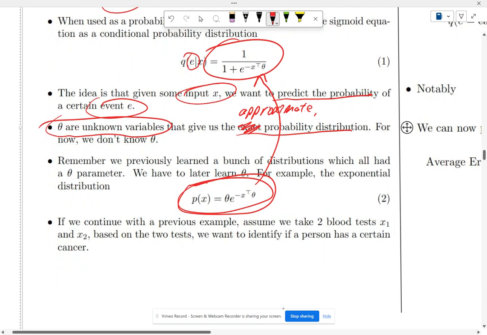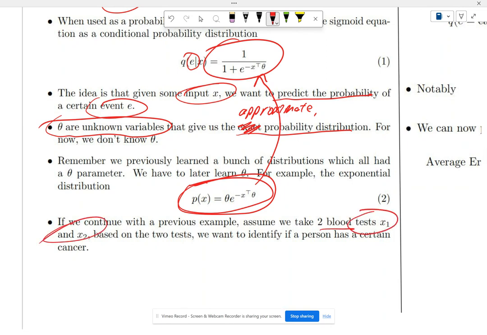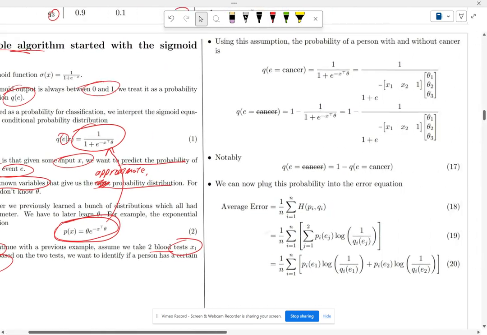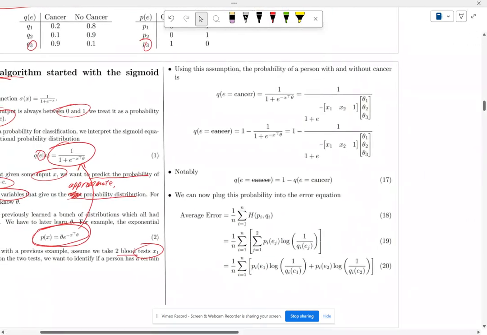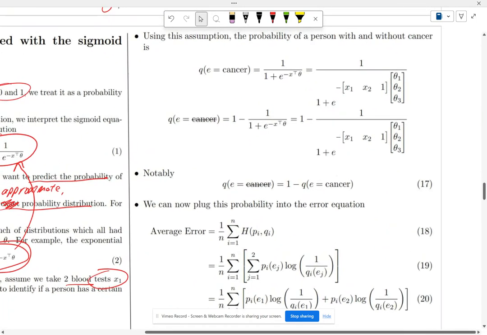If we continue with the previous example, assuming we have two blood tests, X1 and X2. Based on these two blood tests, we want to identify if a person has a certain cancer. So how will we go and do that?